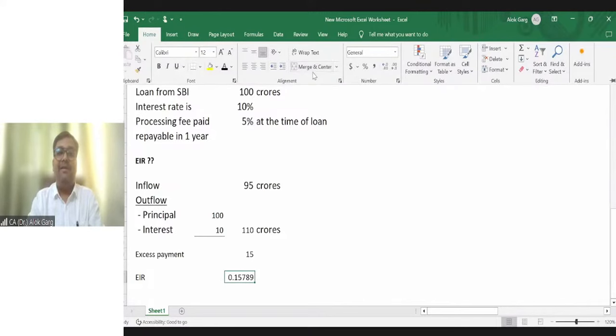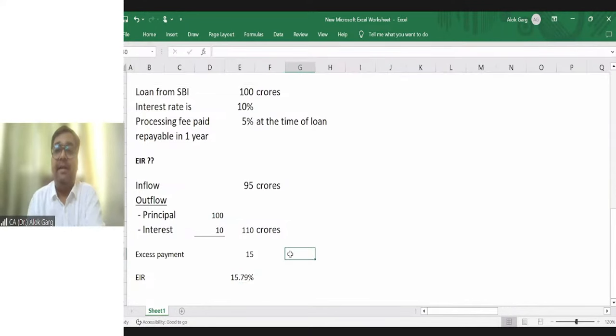Your effective interest rate is 15.79%. Have you understood the concept of effective interest rate?